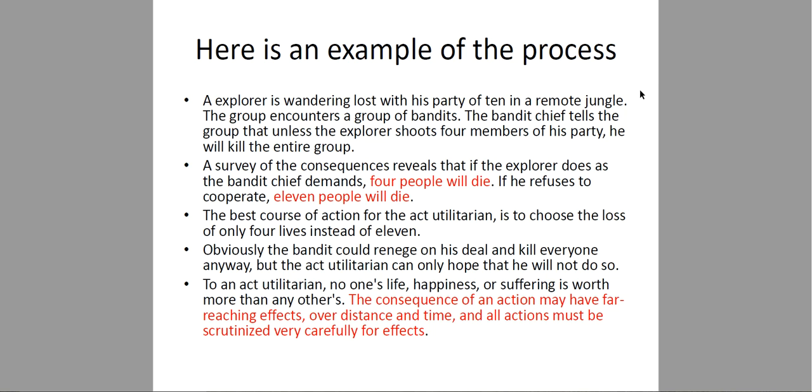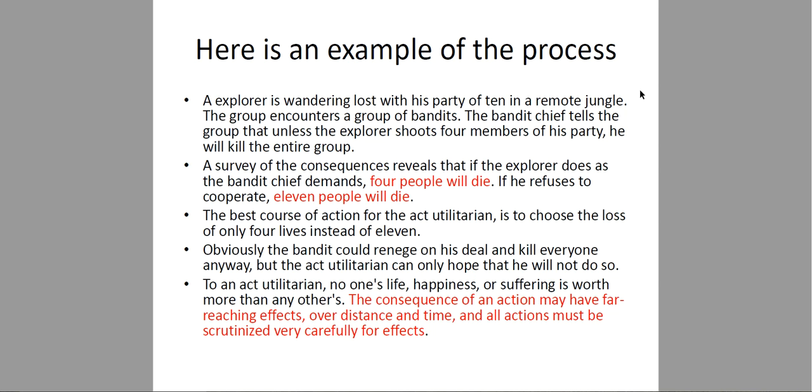So I'm going to go through this example here because I think it's a pretty good illustration, and then there's another example coming up that'll illustrate another part of this. So we've got an explorer wandering with his party and encounters a group of bandits. The bandit chief says, you know what, you're the head explorer. If you kill 4 of your own people, then I'll let you go. If you don't choose to kill 4 people, then I'll kill all of you.